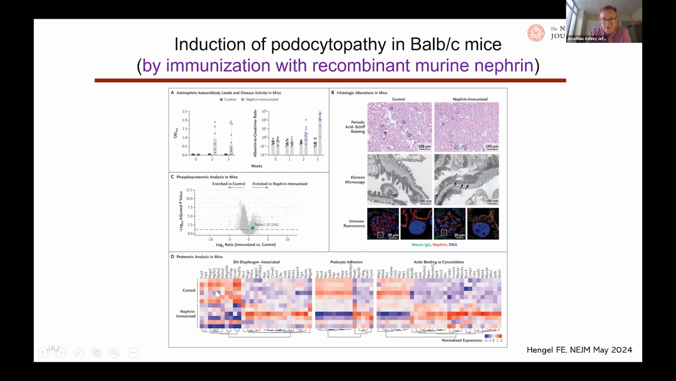They also took this a step further and did some proteomic analysis, looking at a number of podocyte proteins, and also looked at phosphorylation of nephrin. There's been an association of increased phosphorylation of nephrin with nephrin redistribution and nephrin signaling, and they found increased nephrin phosphorylation in these animals.